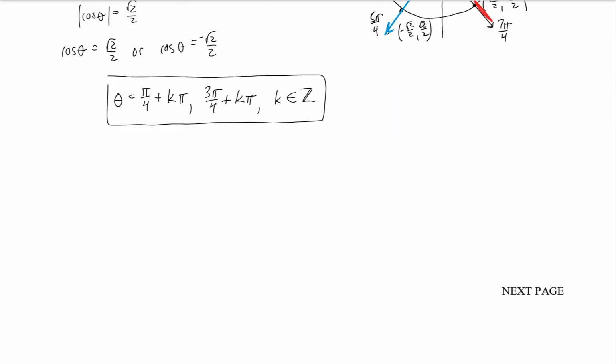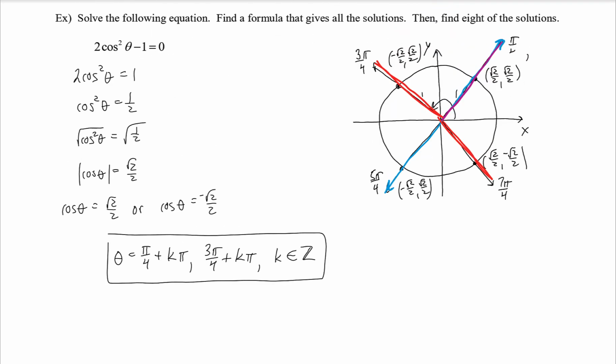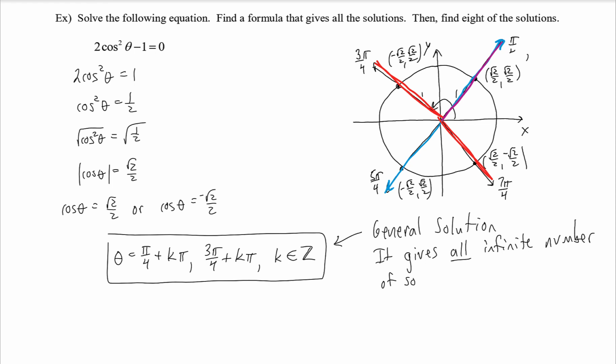Let's try another one. Oh, wait, there were more to the directions. I apologize. It said find a formula that gives all the solutions, then find 8 of the solutions. Okay, so I need to read the whole directions there. So this is called the general solution. It gives all infinite number of solutions. Okay, so that's called the general solution.